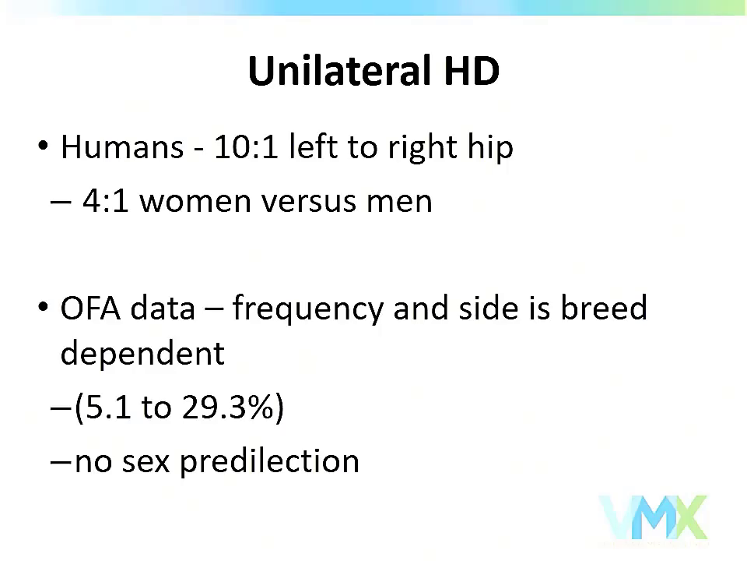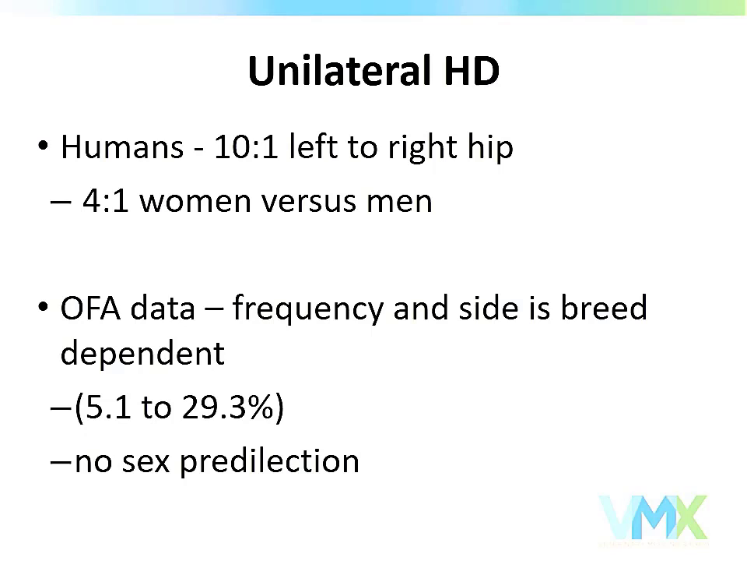While in all 3 of the examples of the dysplastic dogs I showed you, both hips were involved, bilateral disease, it is not at all uncommon to see unilateral hip dysplasia. It's reported in humans, 10 times more prevalent in the left hip than the right hip, more prevalent in women than in men. OFA matches the frequency and the distribution pretty much, except that it's breed dependent.